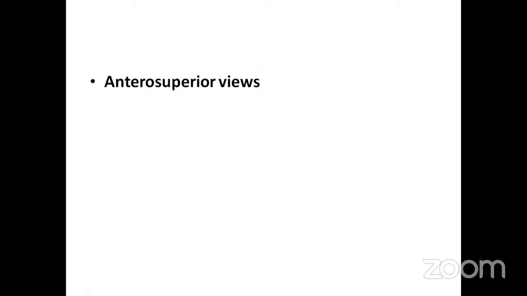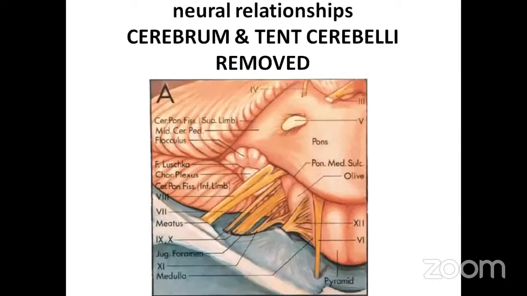Now we will be discussing the superior view. Again, in this view, the cerebrum and tentorium cerebelli have been removed, as we have discussed previously. This is the cerebellopontine fissure. Cerebellopontine fissure has a superior limb and an inferior limb. This is the superior limb of cerebellopontine fissure, and this is the inferior limb.